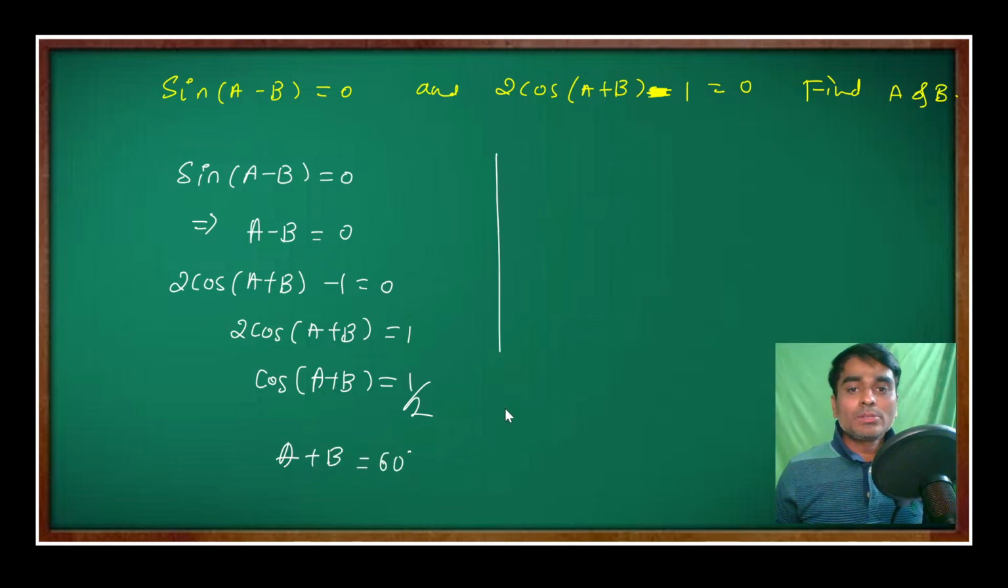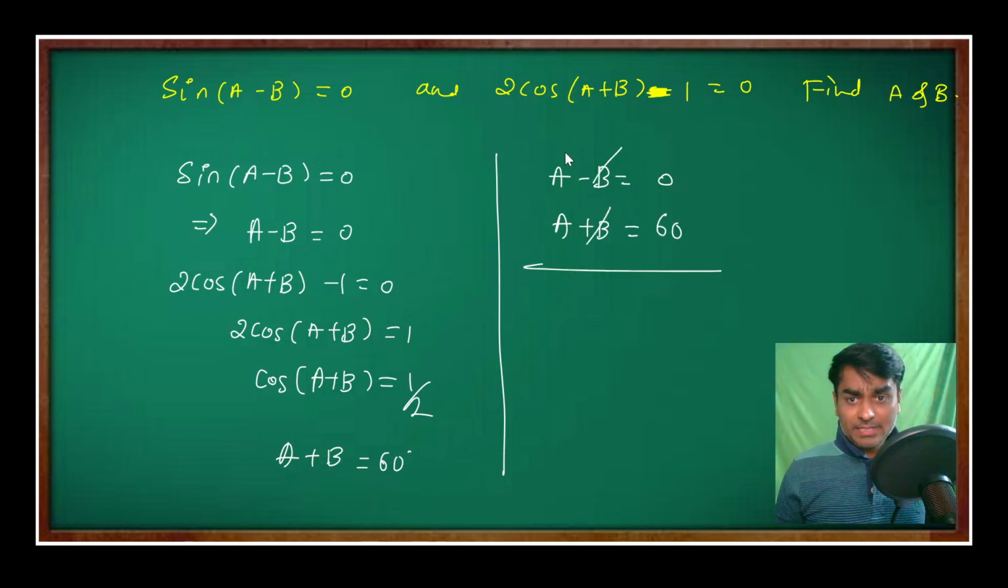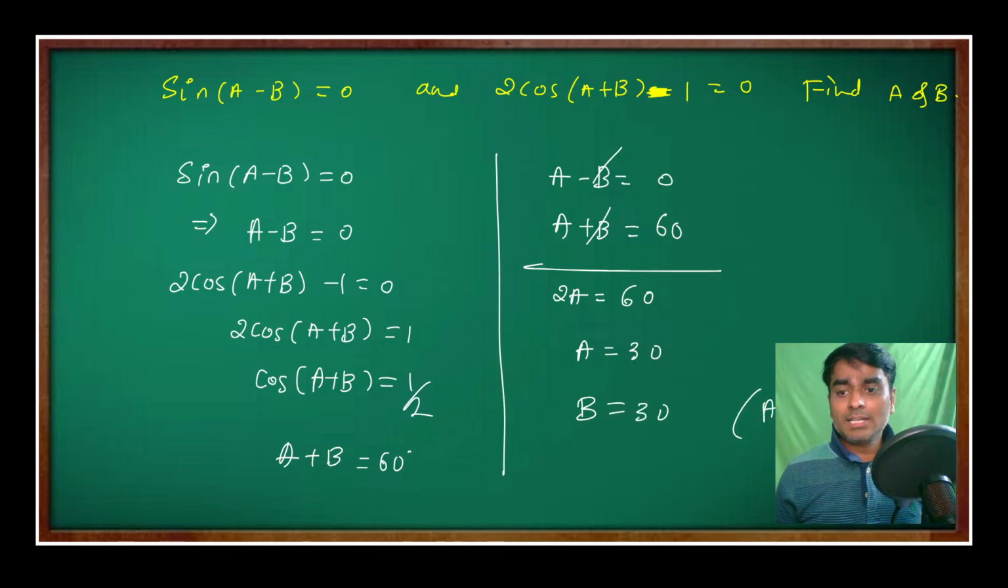Okay, so now solve these two: a minus b equal to 0, a plus b equal to 60. Now see, minus b plus b cancel. a plus a is 2a, this is 60. a will be 30, b will also be 30. How will b be 30? a minus b equal to 0 means a equals b. If a is 30, then b will also be 30.